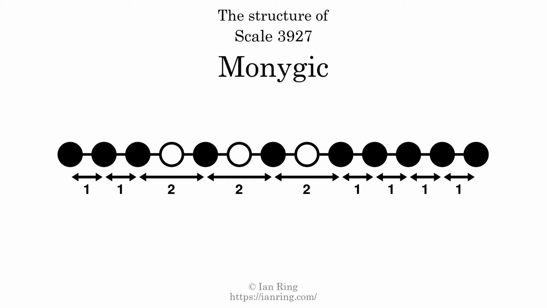The structure of a scale is a description of the interval distance between each successive tone. This scale has a structure of 1 1 2 2 2 1 1 1 1.